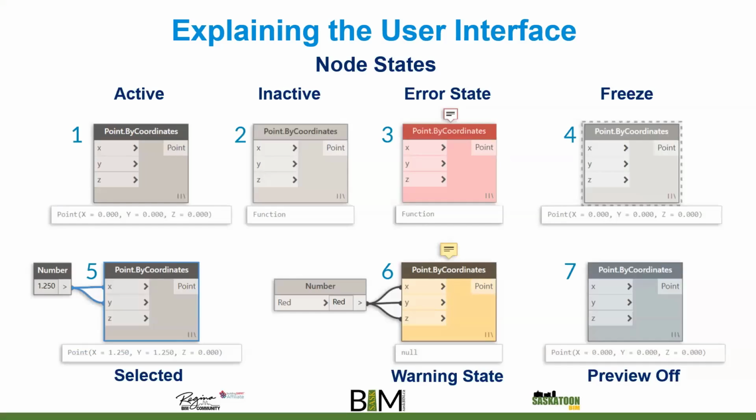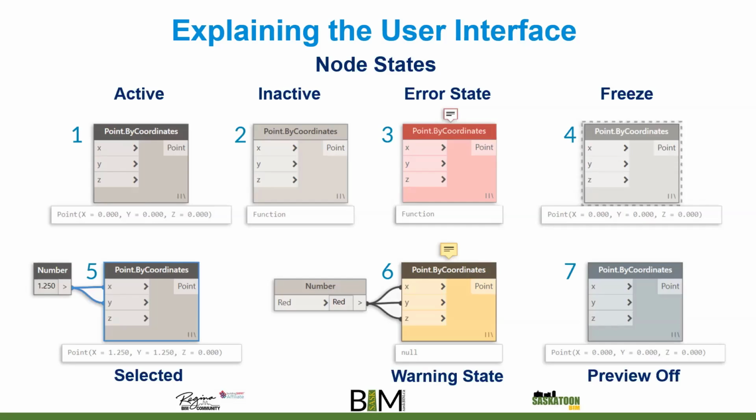All the different states that we can run into. This is another thing that sometimes gets people a little weary when they're working with Dynamo and they start seeing nodes that look different. So what happens? How does it work? The first one is active. Once we have a node that has been satisfied, the top turns gray. When it's inactive, meaning that it's not satisfied, so in this case the X, Y, and Z need information that's not there, it turns light gray. If we have an error, that means something is wrong. A lot of times people confuse error with warning. Warning is just below that, it's yellow. Warning means that there's something that's not right, but it doesn't mean it didn't work.